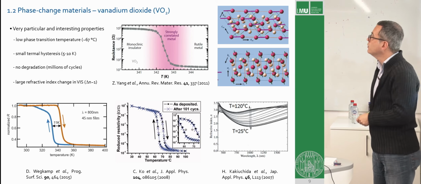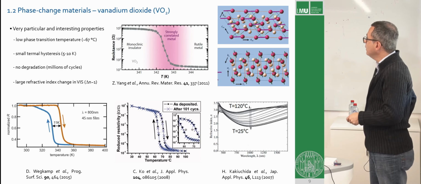And finally, which is important for the optical applications, is the very large refractive index change when we cross the phase transition, right? So in this case, you can achieve up to 1 refractive index unit when inducing the phase transition in vanadium dioxide.